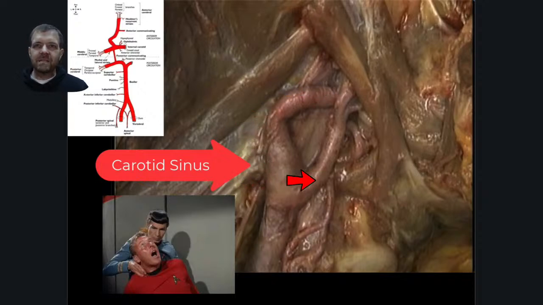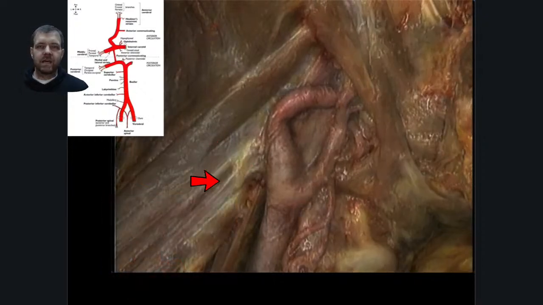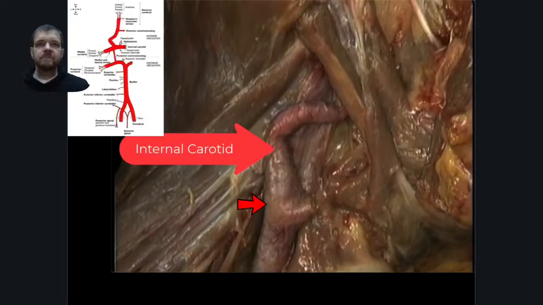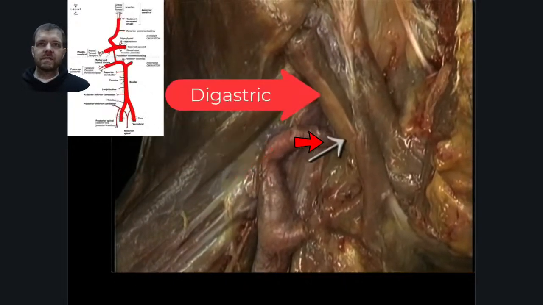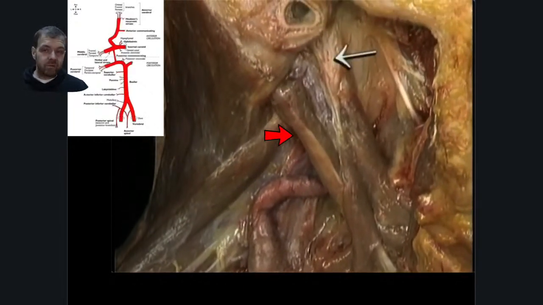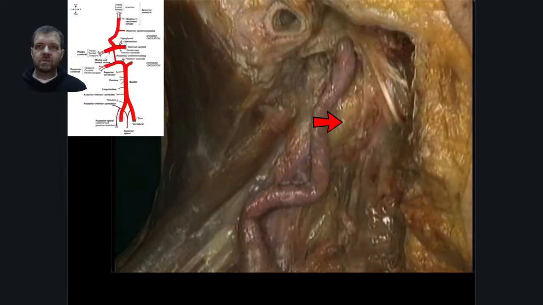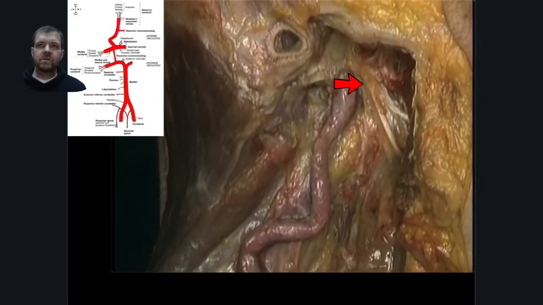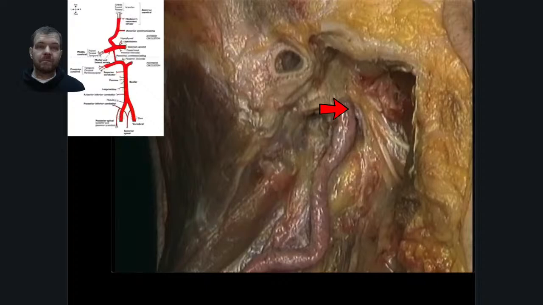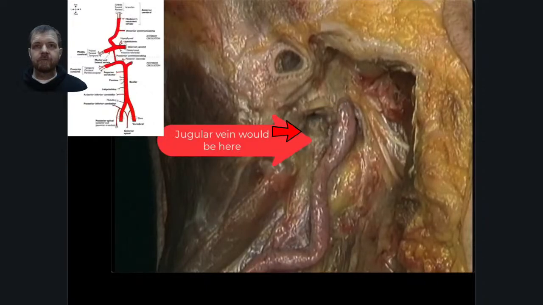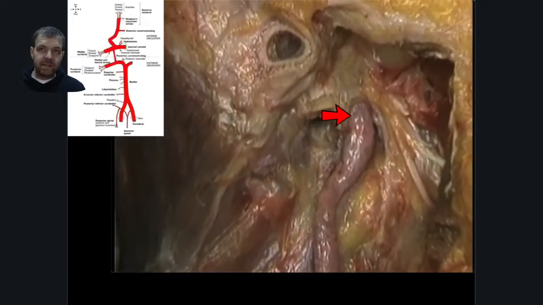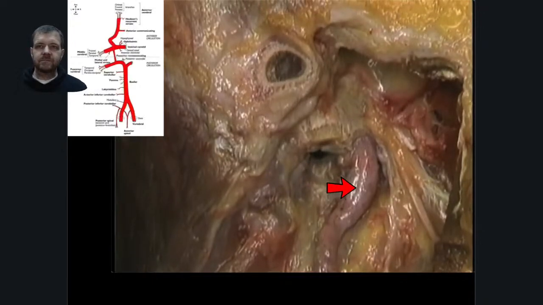So here's the split, here's the bifurcation, there's the carotid sinus just there, and we'll follow this through. So internal carotid, there's your digastric when we looked at the hyoid bones, styloid process and the muscles, and then there it is there, look. Okay, so that's your internal carotid. So we'll look at it going into the base of the skull. The jugular vein would be there. There's a little opening for the jugular vein.